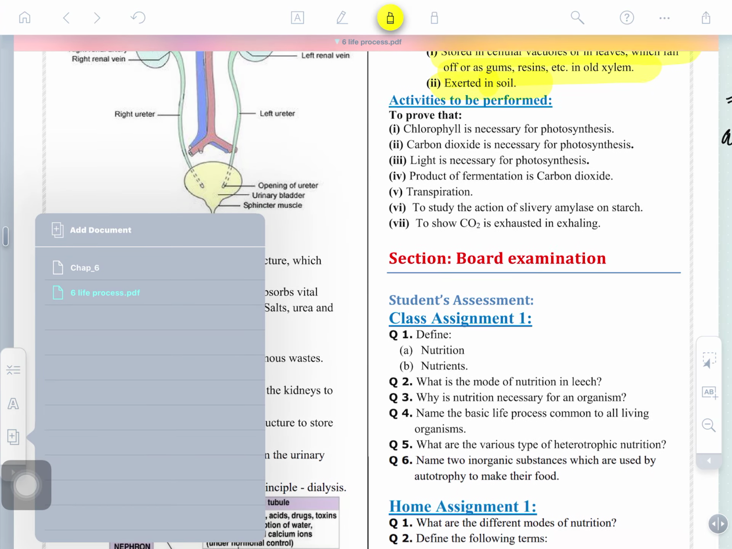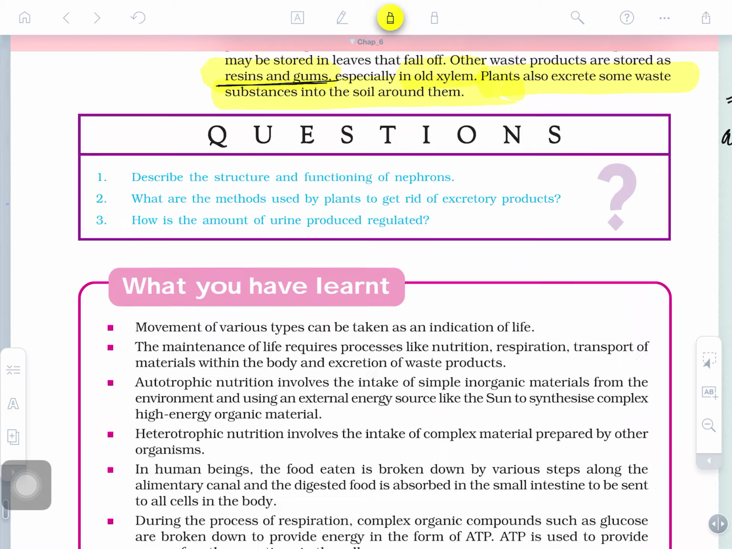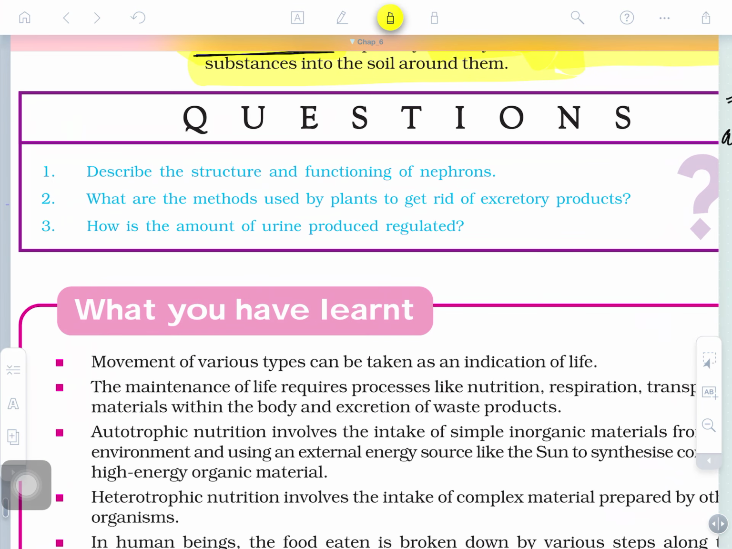We need to solve some questions that generally come in examination. Describe the structure and functioning of the nephron. So you will draw it here and describe each part of the nephron one by one. What are the methods used by the plant to get rid of excretory products? Diffusion for gas and osmosis for the others here.